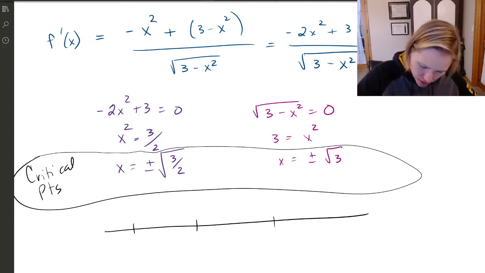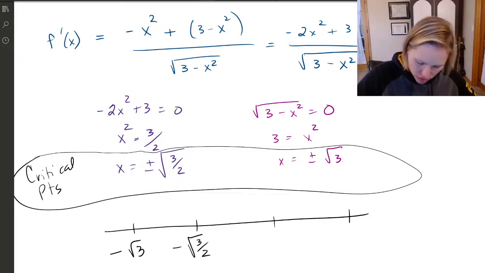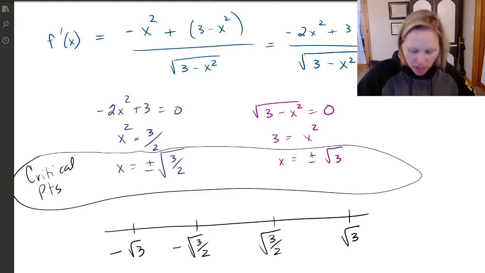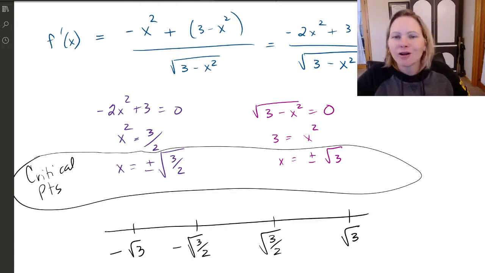So I'm going to have 4 values. So let's see, negative square root of 3, negative square root of 3 over 2, positive square root of 3 over 2, positive square root of 3. That gets them in order. So here we go. Let's start with the easy one.